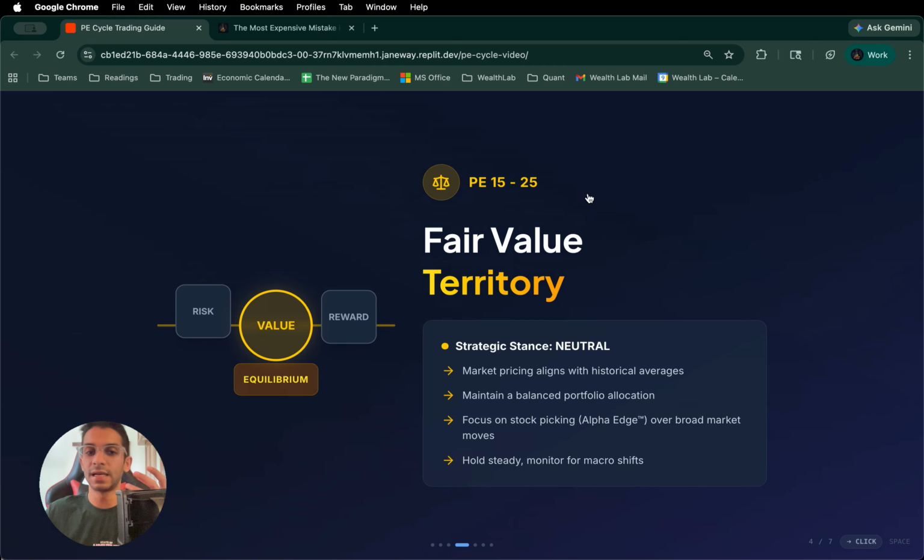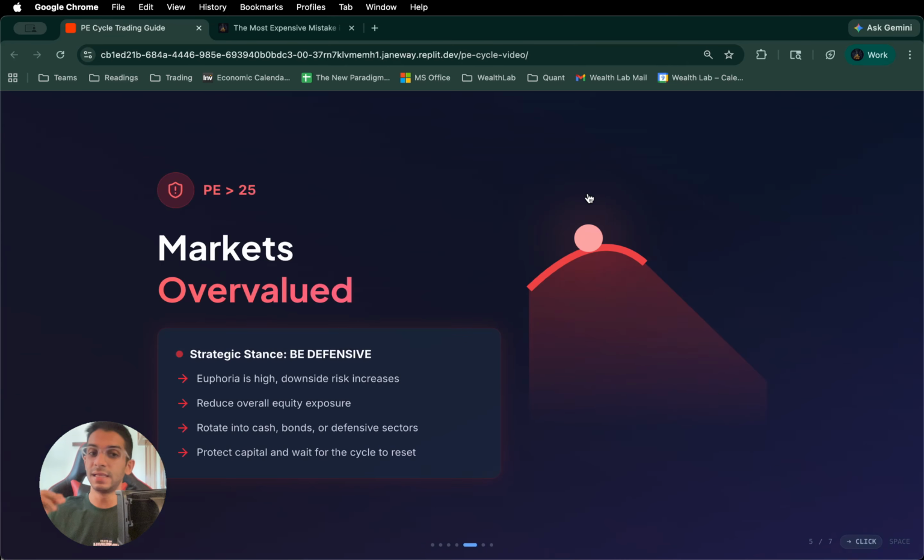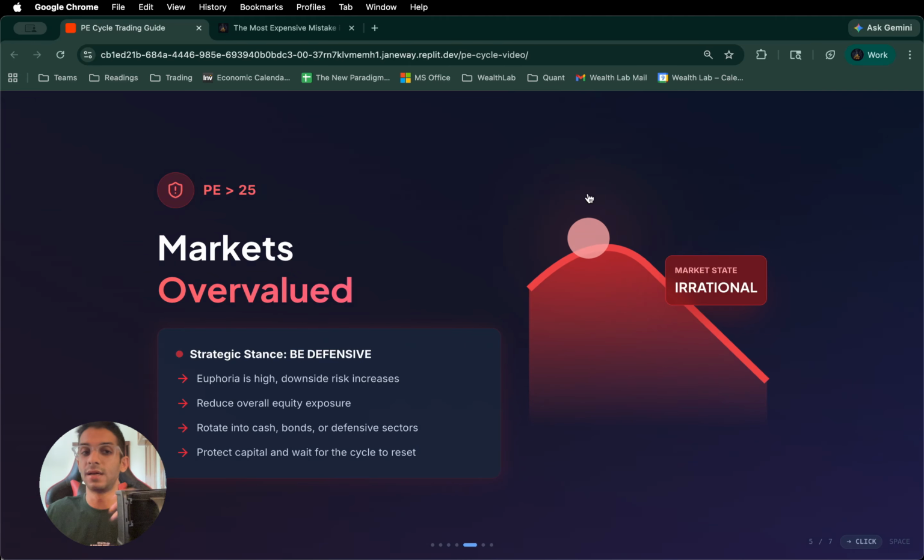When the PE is that high, that means the market is in euphoria. The prices have gone up for a very long period of time, and they are bound to come back sometime soon. That is the late stage of the cycle. Even 23, 24, 25 will be an overvalued market, and this is when PE is over 25.